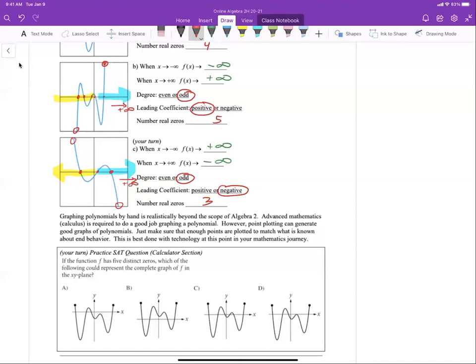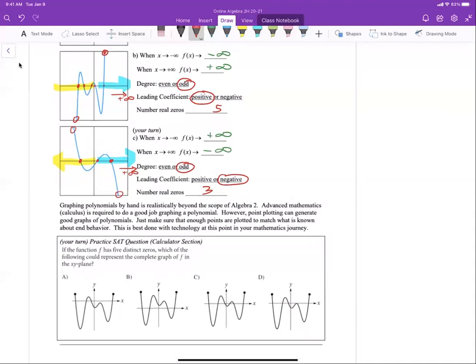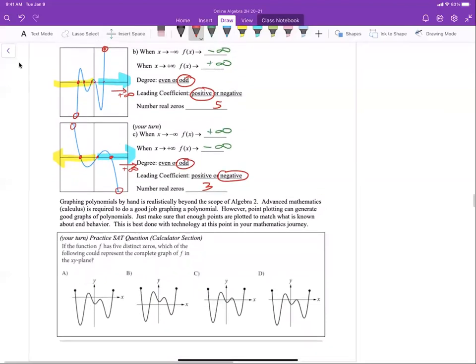Okay. All right. Graphing polynomials by hand is realistically beyond the scope of this class. Advanced mathematics, which is calculus, is required. When you take that, you're going to have to do a good job of graphing polynomials. However, point plotting can generate good graphs. In other words, if we can find the roots and estimate the number of turns, you can actually sketch the shape of this graph. Just make sure that you have enough points plotted to match what is known, in other words, what is known about the end behavior. This is best done with technology. What does that mean? That means calculators or computers at this point in your math journey.